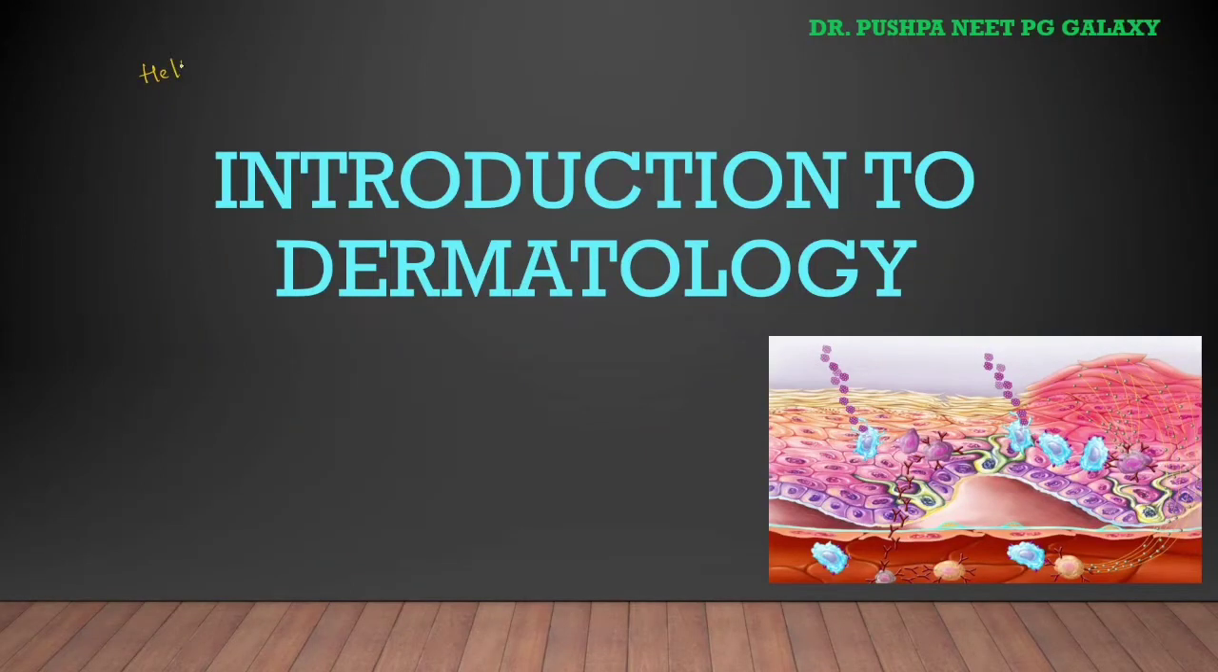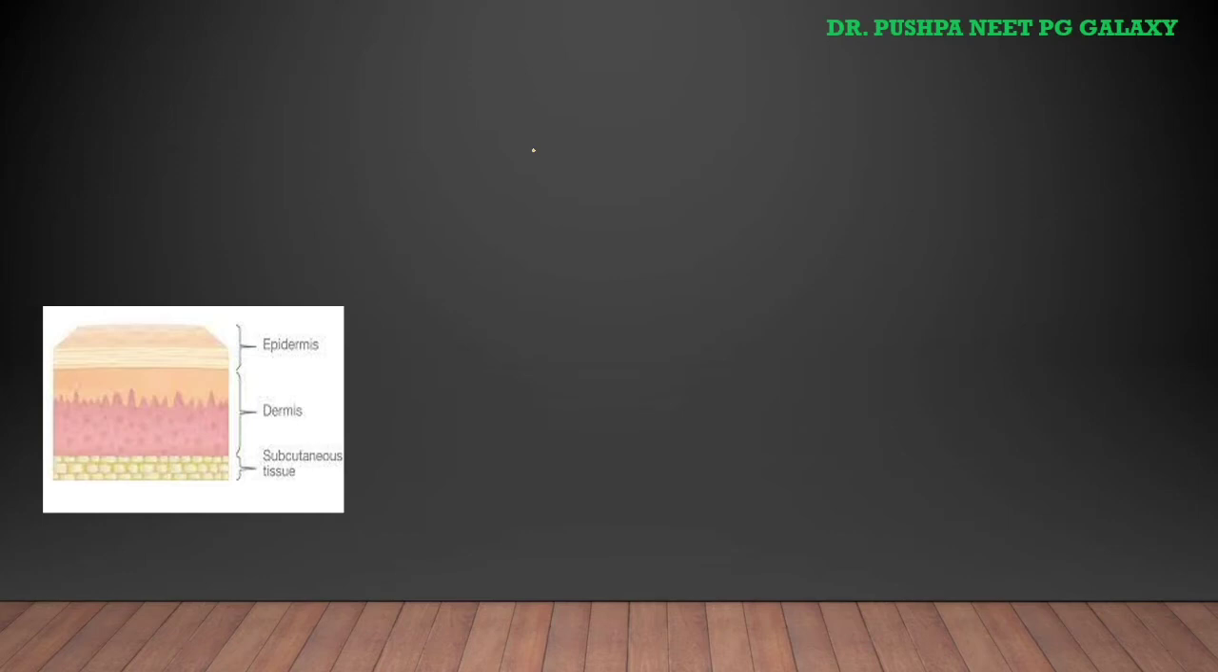Hello friends, in this session I'll be discussing in brief the introduction to dermatology. I'll be discussing skin, anatomy of skin, layers of the skin and different types of cells present in the skin. First, we will study the layers of skin. Skin has epidermis and dermis. This epidermis is derived from the ectoderm, whereas this dermis is derived from mesoderm.